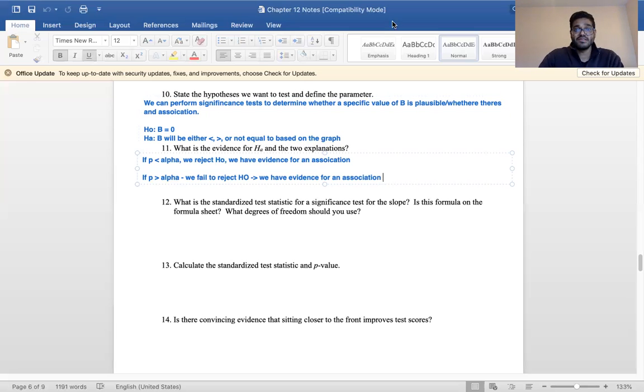And so how do you calculate the test statistic that we want to use to determine if our p-value is going to be significant or not? Here we have t equals beta minus beta 0 all over SE. Okay, so this is a general equation, and it is on the formula sheet.